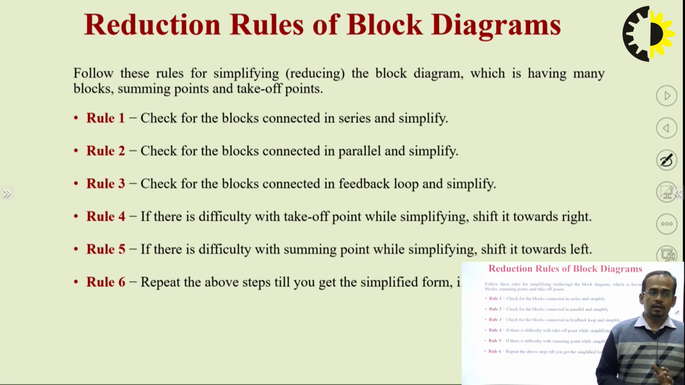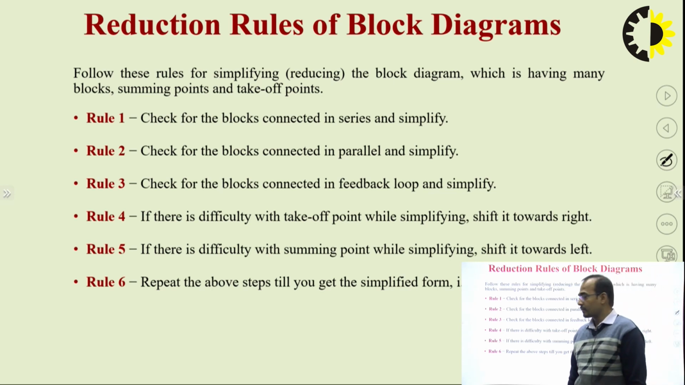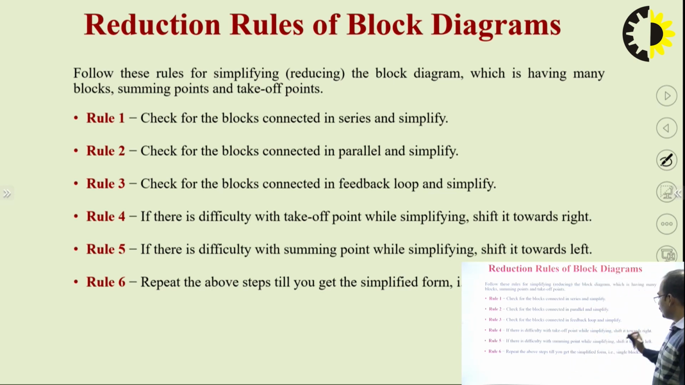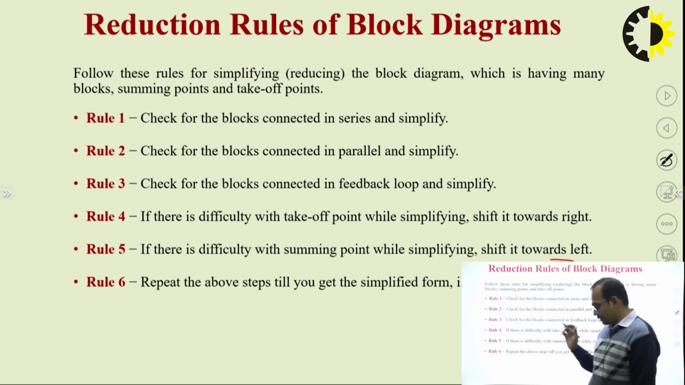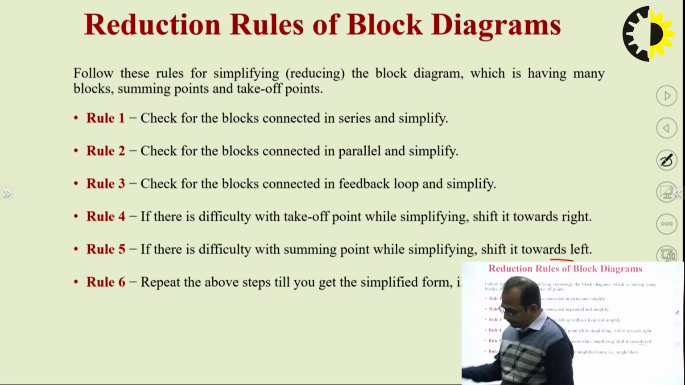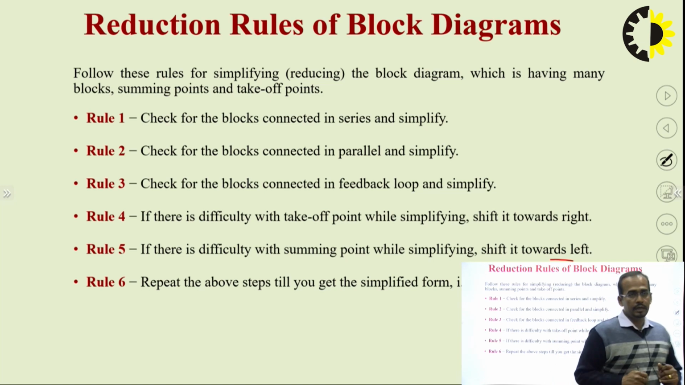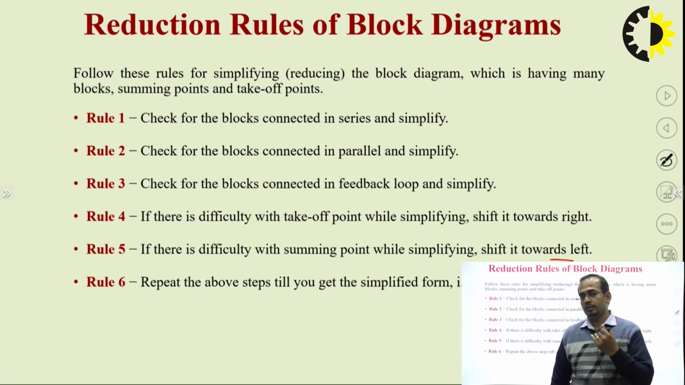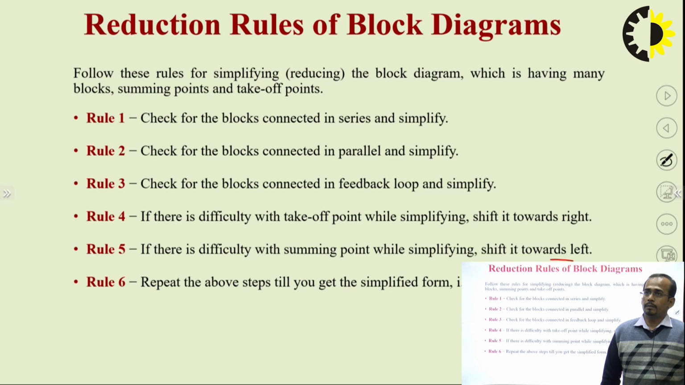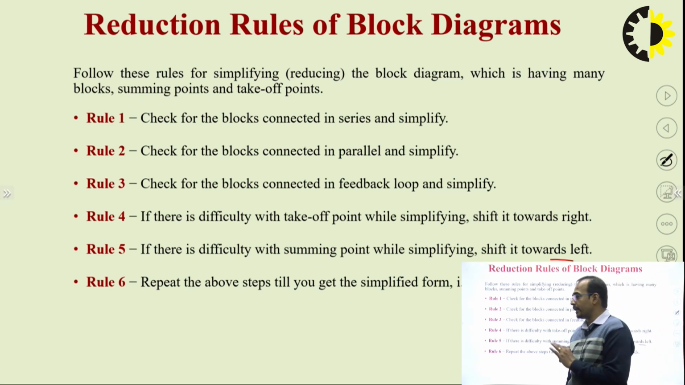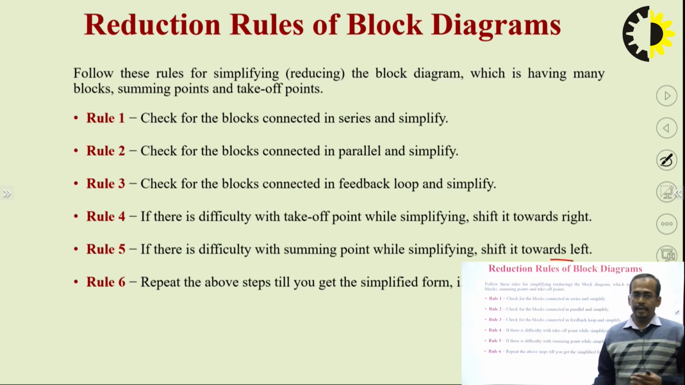If there is difficulty with takeoff points while simplifying, shift it towards right, and if there is difficulty with summing point while shifting, shift it towards left. So the third, fourth and fifth rules are that you have to shift the summing point towards left and the takeoff point towards right.